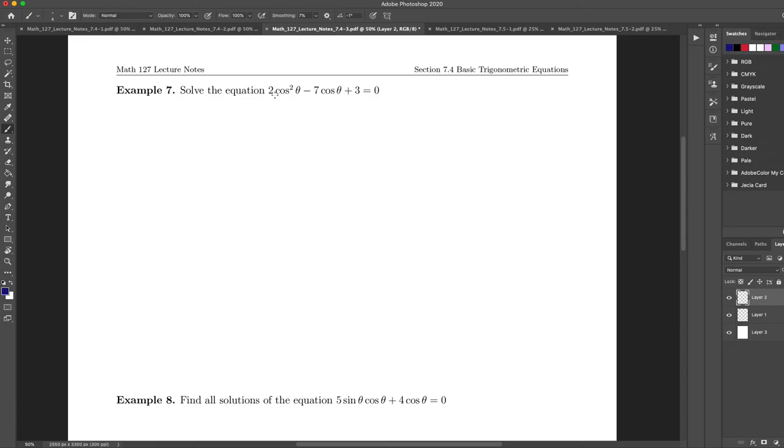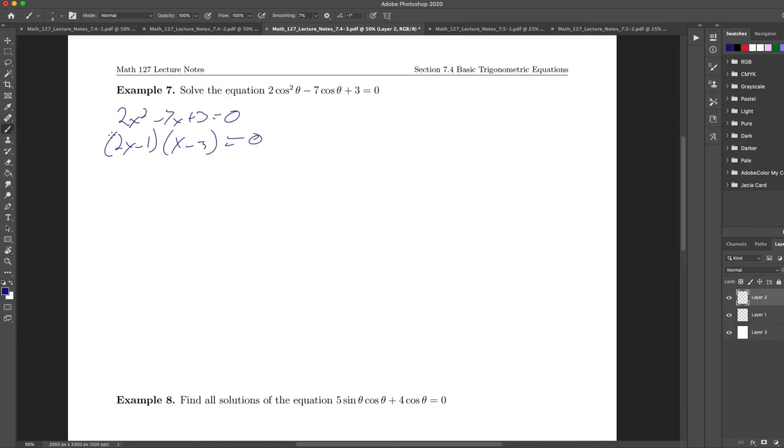So let's look at this. Here I have 2 cosine squared theta minus 7 cosine theta plus 3 equals 0. This looks like a mess, right? But notice if it was just 2x squared minus 7x plus 3, I can factor that into 2x minus 1 and x minus 3. If I put this together, I get, indeed, this is equal to 0.